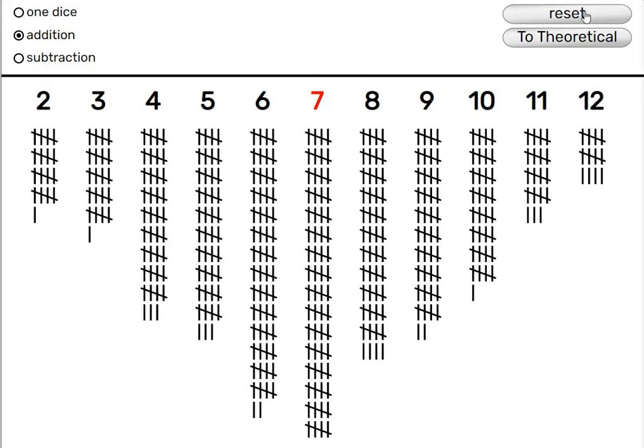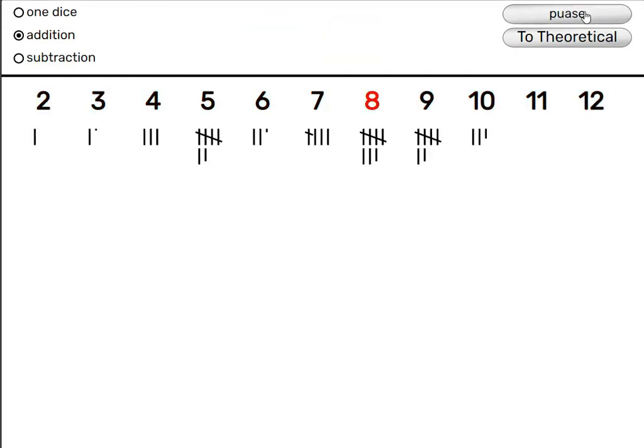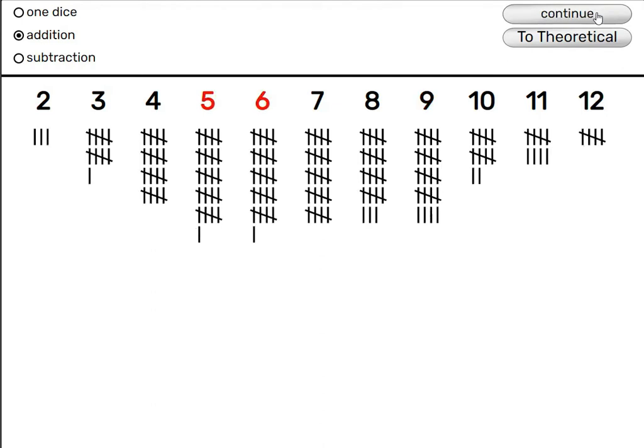Let's do it again. We'll click Reset and Race to 80. Here we see 9 is in the lead. We continue. Now 5 and 6 are tied. 5 to 9 are unexpectedly uniform. We continue.